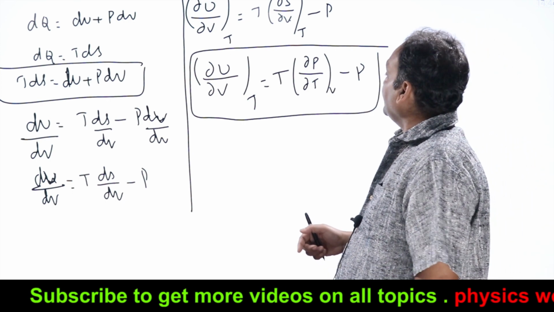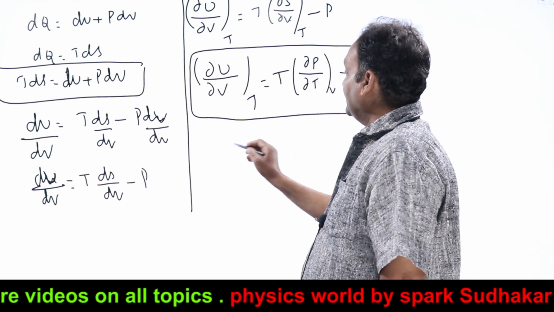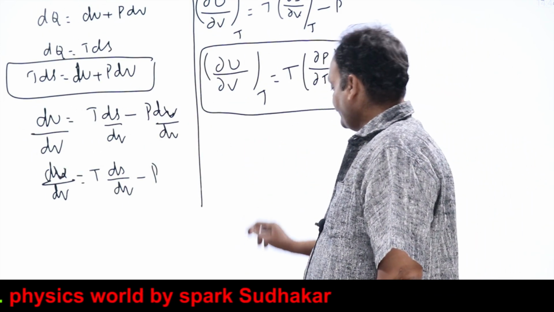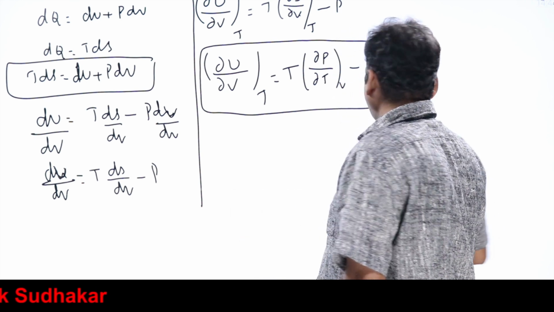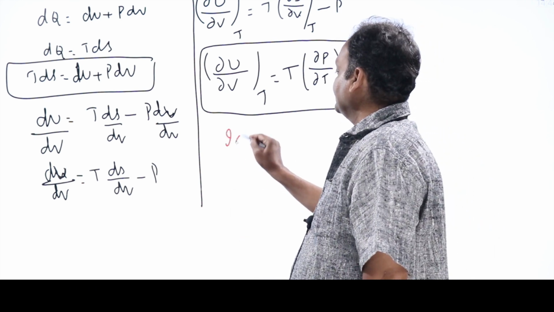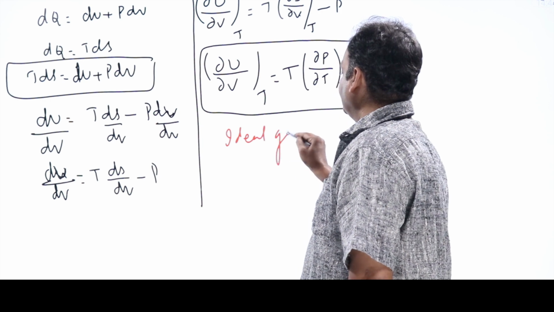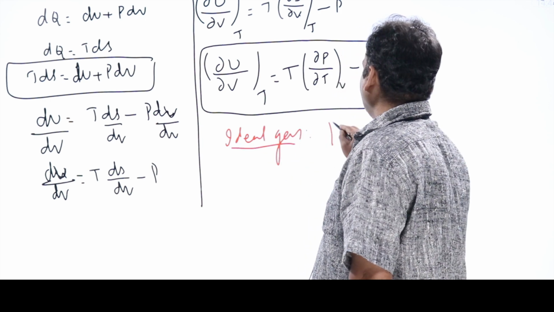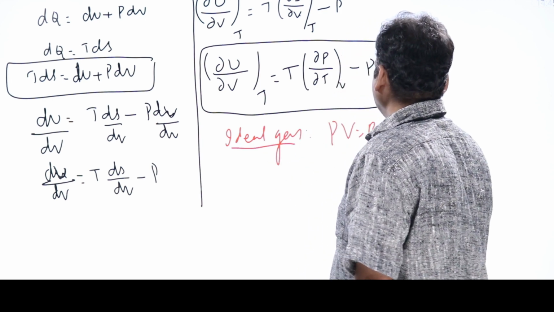Now, for an ideal gas, we have PV equal to RT.